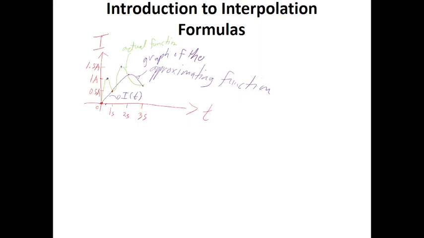Especially when your research has something to do with experiments, and you are to plot the points and make a graph, of course you cannot consider all of the time. Let's say from 0 to 10 seconds, you may also consider decimal numbers between 0 and 10 seconds, in my example. So we'll use interpolation formulas to approximate the actual function.